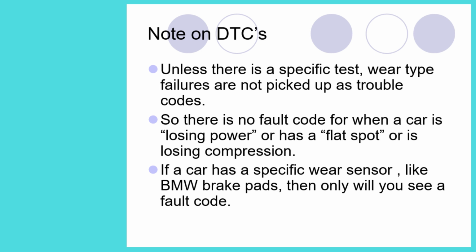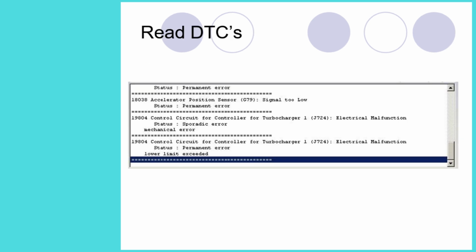This is an example of a diagnostic trouble code printout. The fault code is 18038. The definition of the fault code is accelerator position sensor, signal too low. There is further information given by signal too low. The G79 figure is a position indicator which will show the position of the sensor on the wiring diagrams or in the workshop manual.